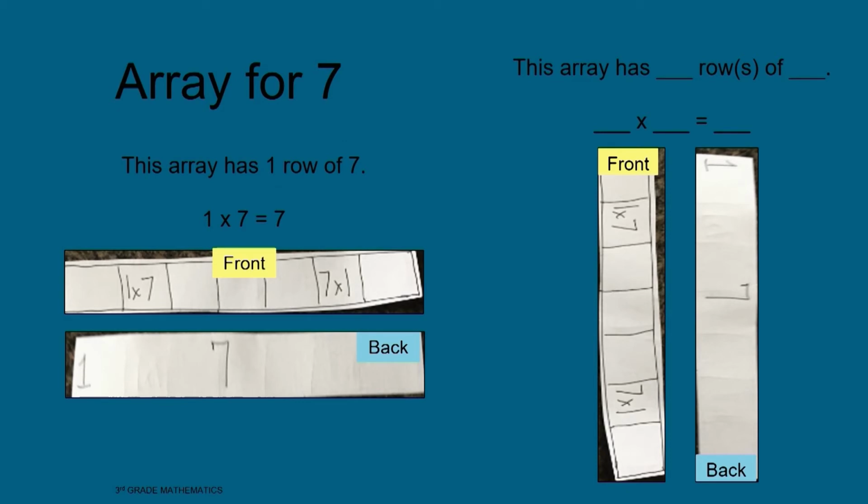And if we turn the array, it looks like this one to the right. Now describe this array using the sentence frame and say the equation. Let's check. This array has 7 rows of 1, so 7 times 1 equals 7.